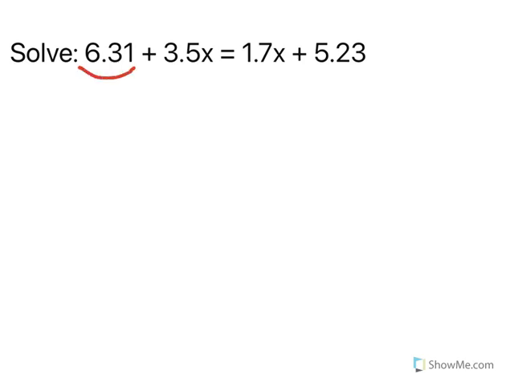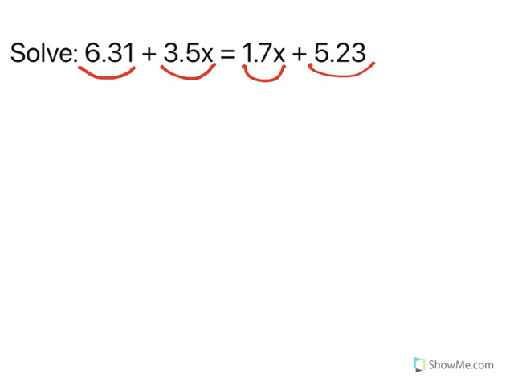So when you're looking at your decimals, first identify how many terms we have. I've got 6.31, 3.5x, 1.7, and 5.23. So I have 4 terms. Whatever I'm going to do, I'm going to do to all 4 of them, because equations are about equality. Now I need to move the decimals and get them out of the way.